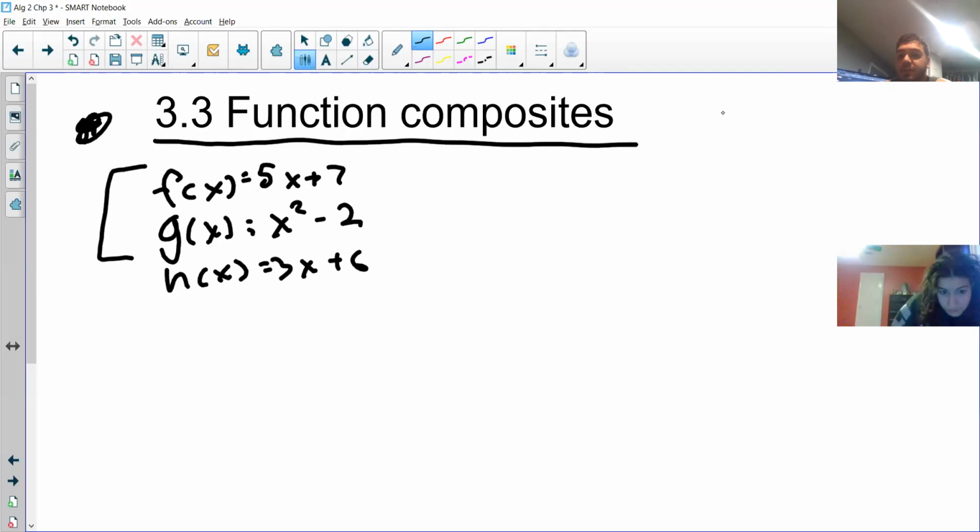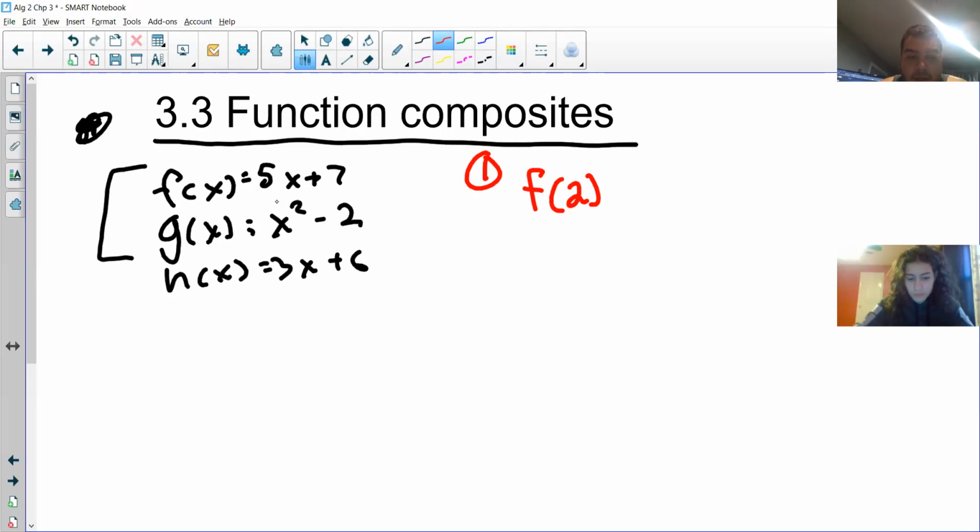All right. So function compositions, as I said, was a continuation from yesterday's lesson. Last time we added, subtracted, and multiplied our functions, which are pretty basic and simple. But a function is something where we could replace the x with anything. For example, let's do number one. If I say f of 2, that means every x gets replaced with a 2.